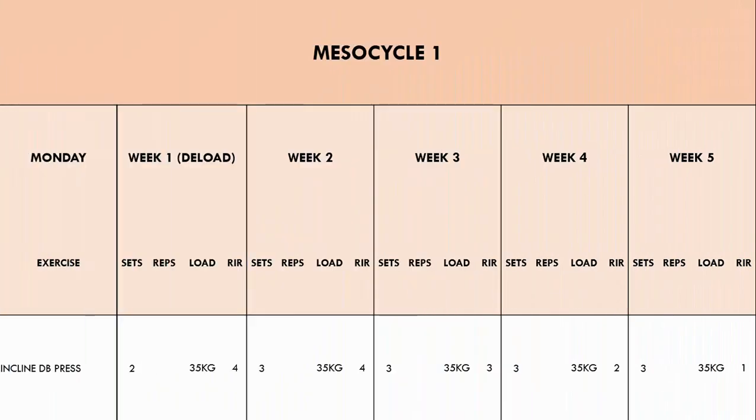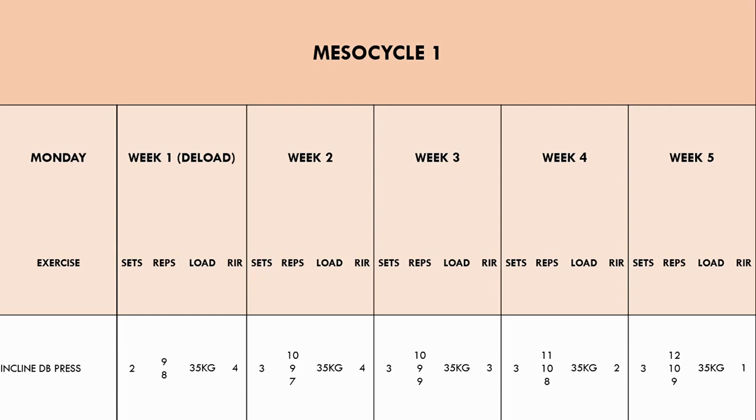For example, let's take the incline dumbbell press from Monday's session. Let's say that the trainee performed the following reps for each set. As we can see here, the reps increase naturally each week because the reps in reserve are decreasing, meaning that the trainee is pushing closer and closer to failure with each set.